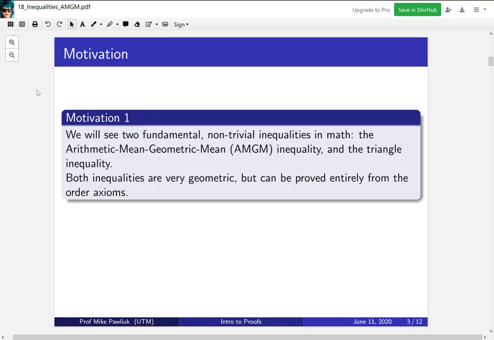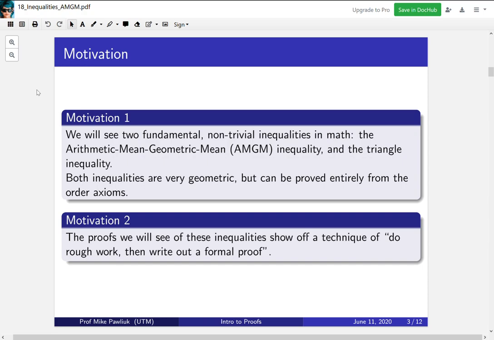Our motivation for looking at the arithmetic mean, geometric mean, is that we're going to look at two fundamental non-trivial inequalities. We're going to look at the arithmetic mean, geometric mean today, and then we'll look at the triangle inequality a little bit later. Both of these inequalities are very geometric in nature. They're saying something about a picture, but we'll see that they can be proved entirely from the order axioms.